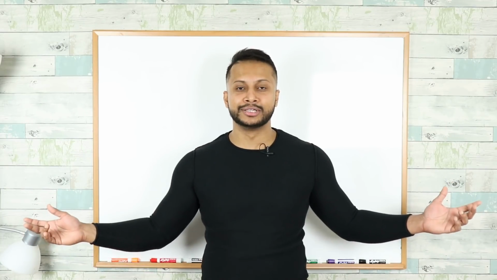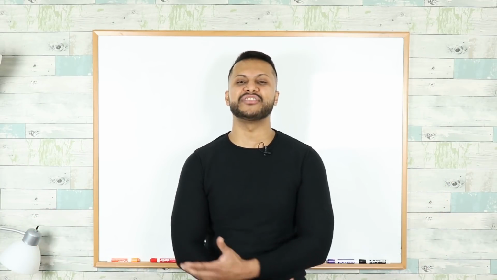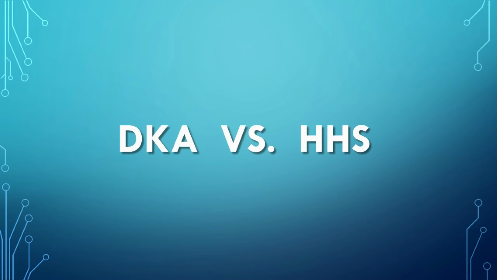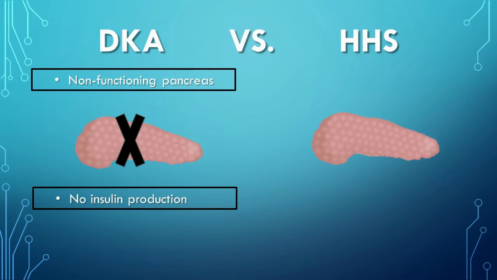It is time to dig deep and understand everything about DKA and HHS. DKA versus HHS. Why does it happen? Well, DKA, it's pretty simple. Your pancreas is not working. And if your pancreas is not working, then you don't have insulin. The beta cells of your pancreas normally produce insulin.